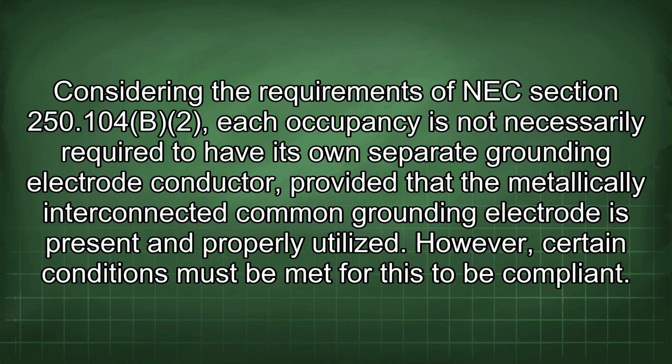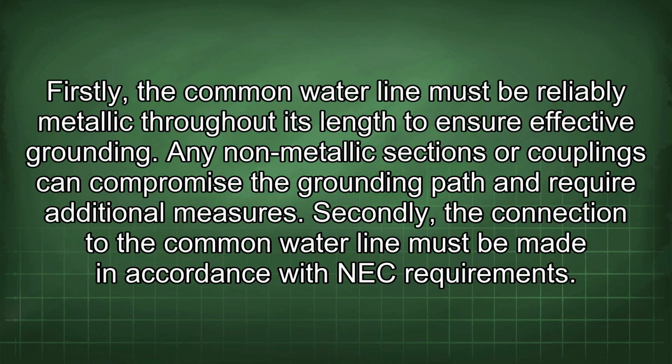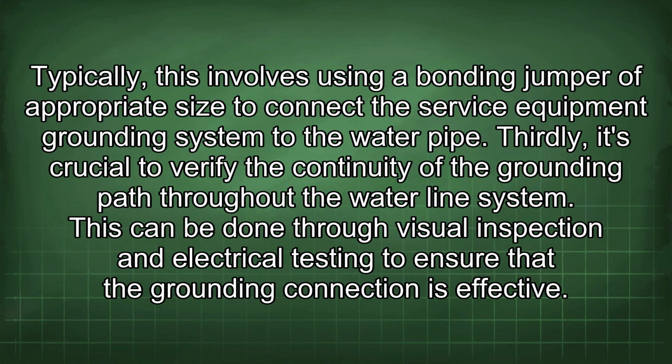However, certain conditions must be met for this to be compliant. Firstly, the common water line must be reliably metallic throughout its length to ensure effective grounding. Any non-metallic sections or couplings can compromise the grounding path and require additional measures. Secondly, the connection to the common water line must be made in accordance with NEC requirements. Typically, this involves using a bonding jumper of appropriate size to connect the service equipment grounding system to the water pipe.